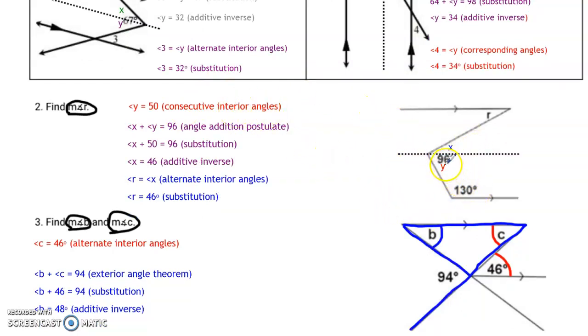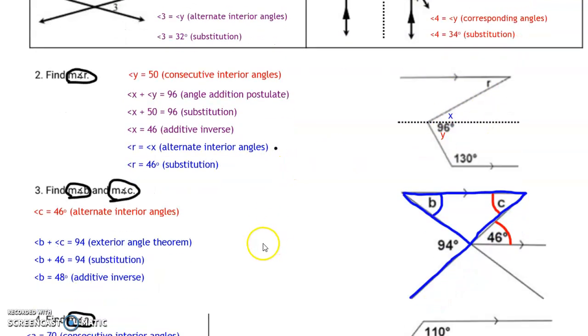This is 130, so this is going to be 50 because of consecutive interior. That gives us that X is equal to 46 because 46 plus 50 is equal to 96. And then X and R are the same because of alternate interior angles.